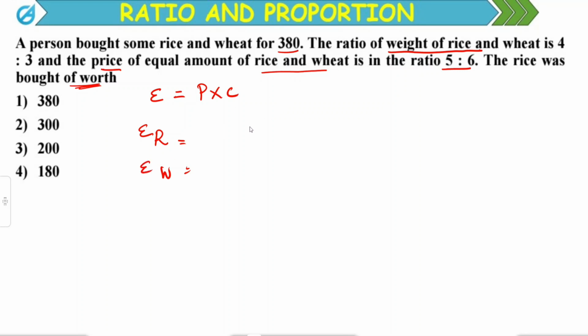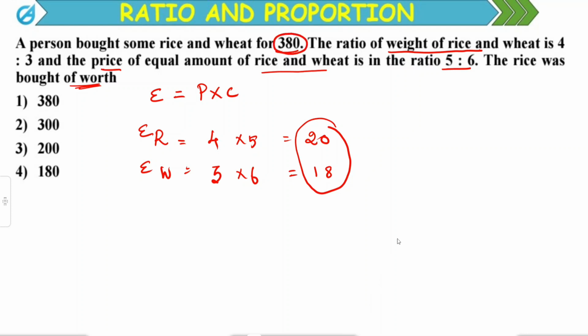So the weight is 4:3, and the price here is 5:6. That means the total expenditure will be 20 and 18. So this is the expenditure of rice and wheat. But this person has purchased rice and wheat together for how many rupees? 380 rupees.